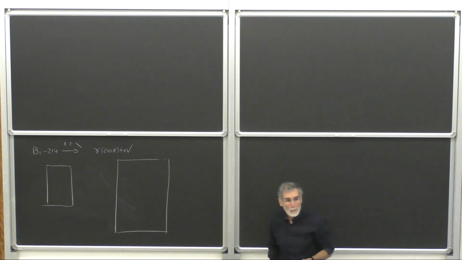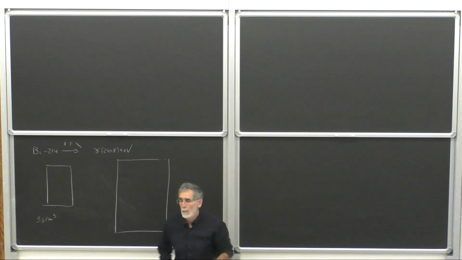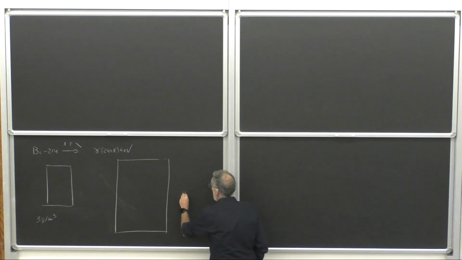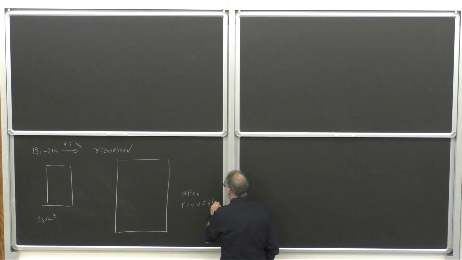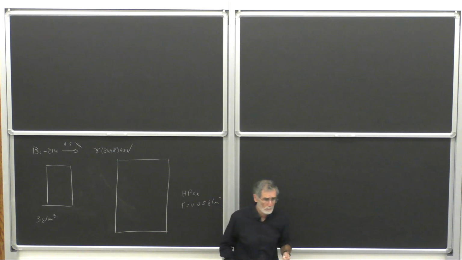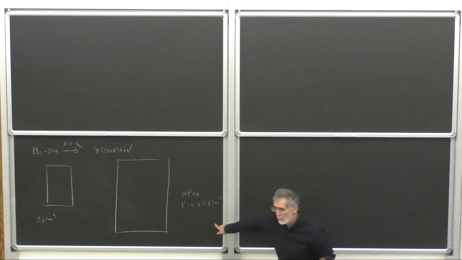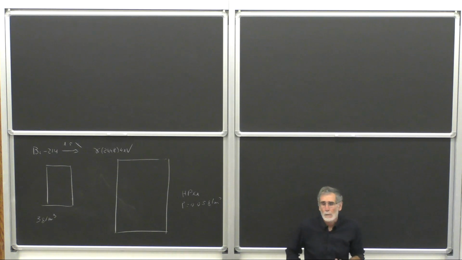Why? Because liquid xenon has a density of 3 grams per cubic centimeter, and gas at high pressure has a density which is 0.05, if I recall, grams per cubic centimeter. We have to check the number, but certainly much smaller. Don't give me that number. I'll give you the number.